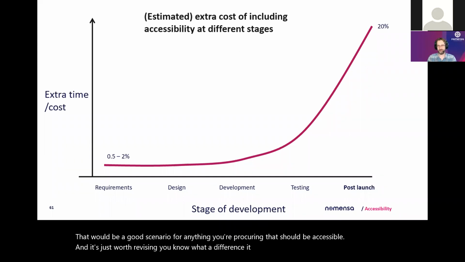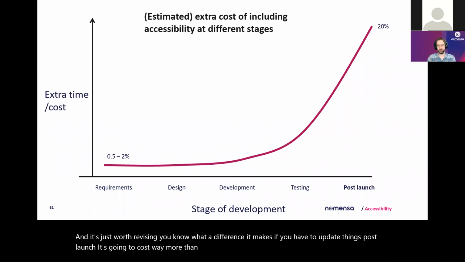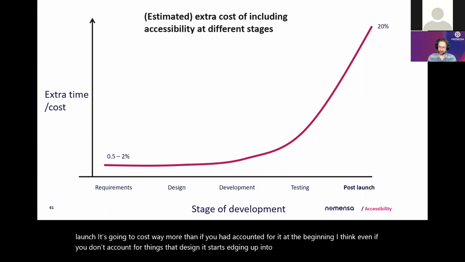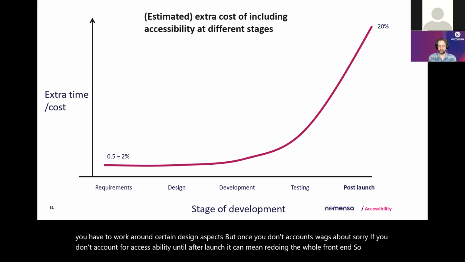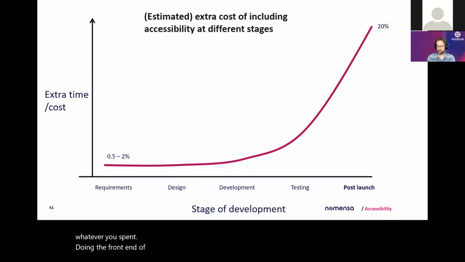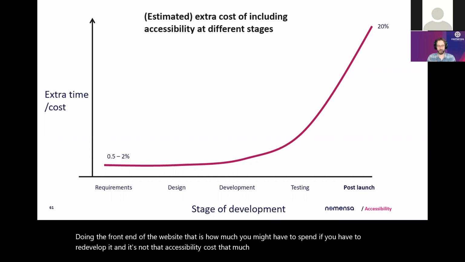If you have to update things post-launch, it's going to cost way more than if you had accounted for it at the beginning. I think even if you don't account for things at design, it starts edging up in the development stage because you have to work around certain design aspects. But if you don't account for accessibility until after launch, it can mean redoing the whole front end. So whatever you spent doing the front end of the website, that is how much you might have to spend if you have to redevelop it. And it's not that accessibility costs that much, it's that redeveloping things costs that much.